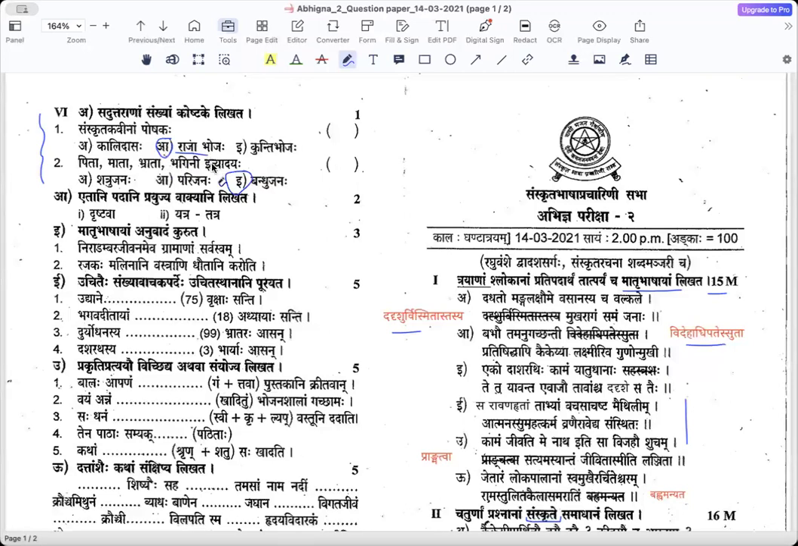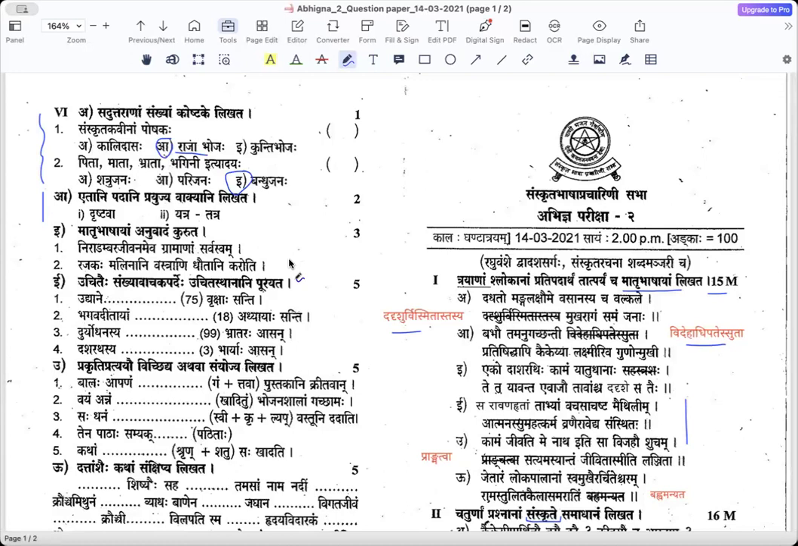That's all. The next is Etani Padani Prayujya Vakyani Likhata. I know it's very easy to write something like Guruhu Shishyam Prichati Drishtva Iti Padasya Arthaha Kaha Iti. That's the easiest way, because before and all we used to write that in our school when we did not know the meaning of any word. So we'll just make up a sentence like that. Please don't do that. That is only when you have some 15 words and you don't know half of it.